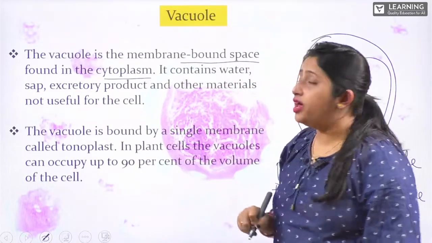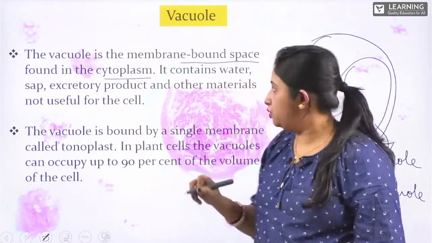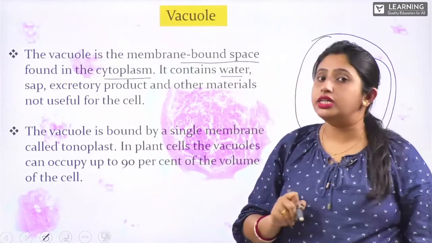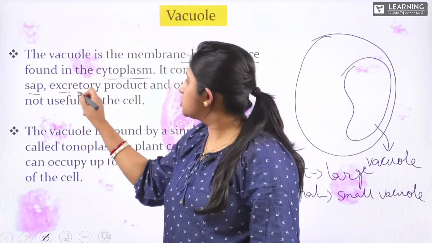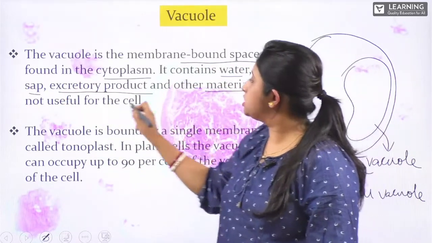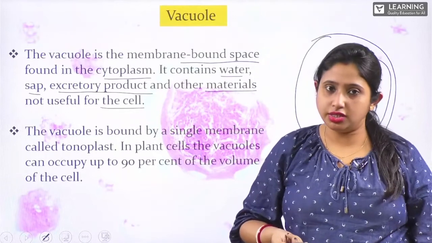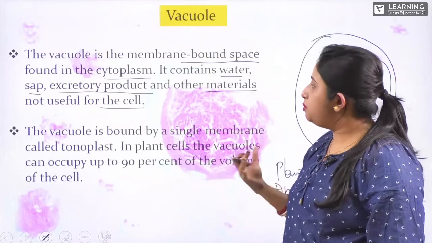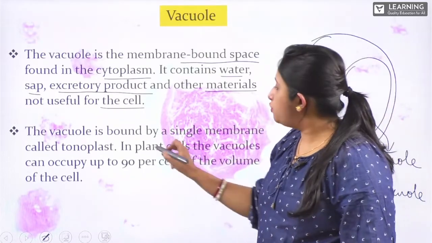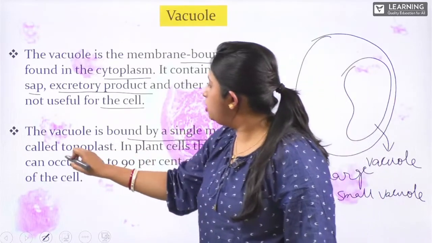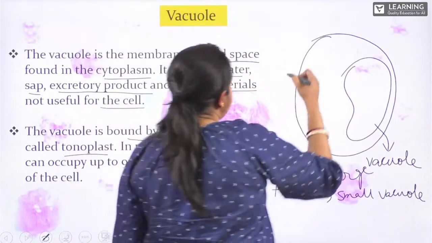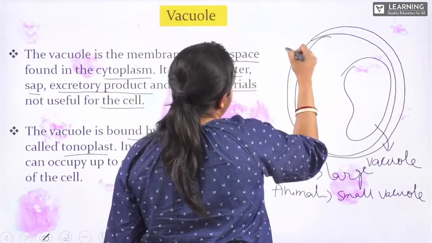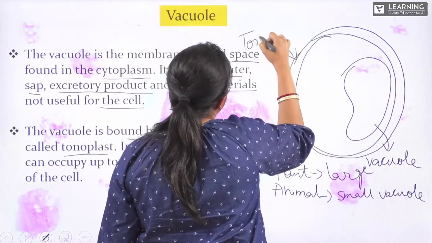Where does it lie? It lies in the cytoplasm, as do all the cell organelles. It contains water, sap, excretory products, and other materials which are not useful to the cell. The vacuole is bounded by a single membrane, which is called the tonoplast.